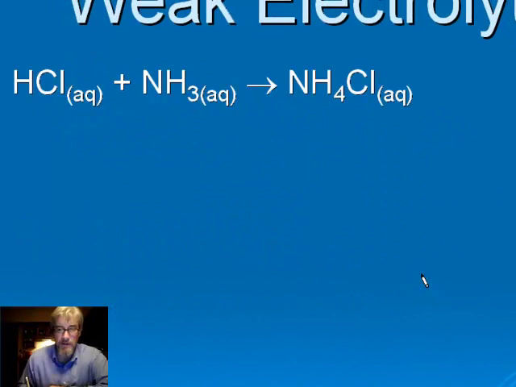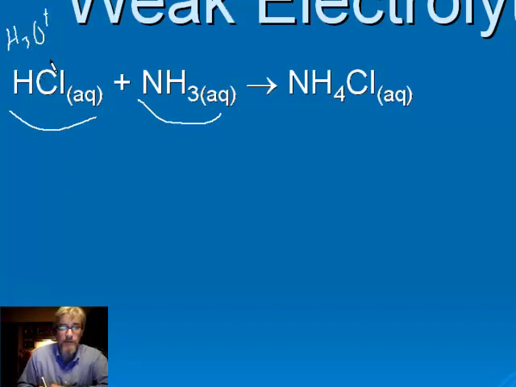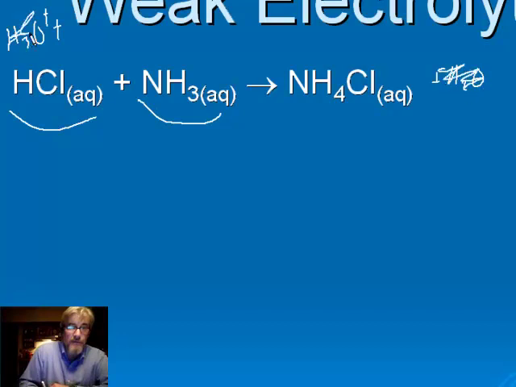Same thing is true for a weak base reacting with a strong acid. Ammonia is a weak molecular base, and HCl is a strong acid. I left the water out of this, but I could have placed H3O plus over here and then H2O over here, so water and a salt gets produced. But I'm simplifying this, and I'm just going to leave that stuff out of there and write this. So it's strong acid plus weak base just makes the salt.